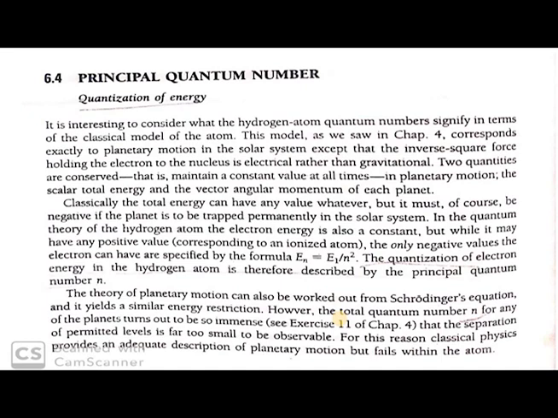So now we move on to the significance of the three quantum numbers that we have obtained. The first quantum number is what? The principal quantum number.